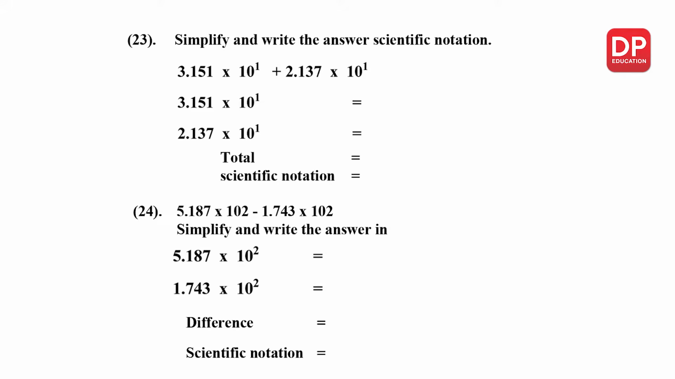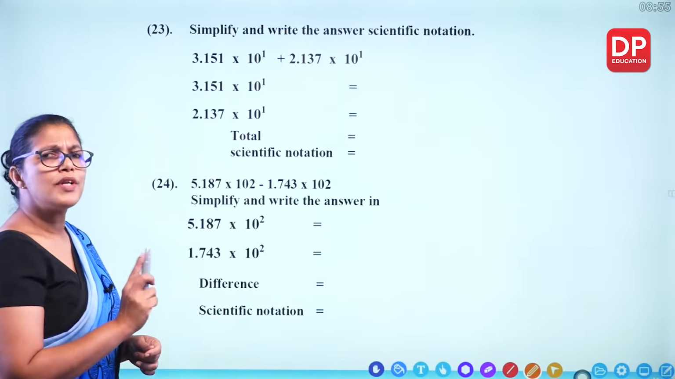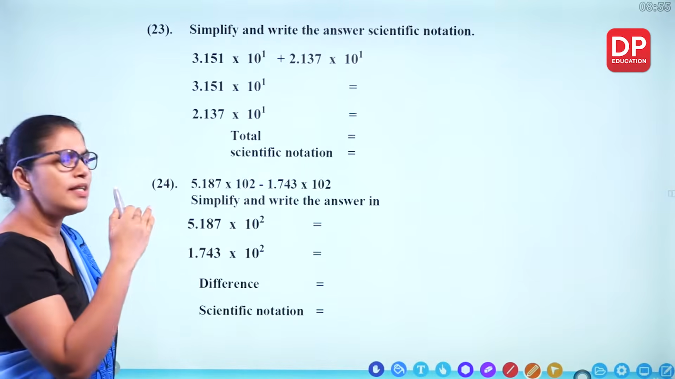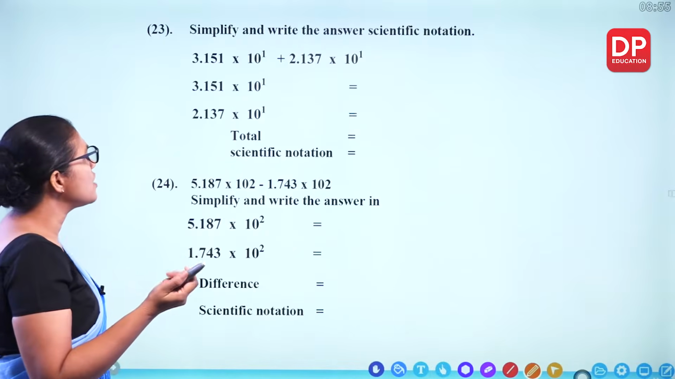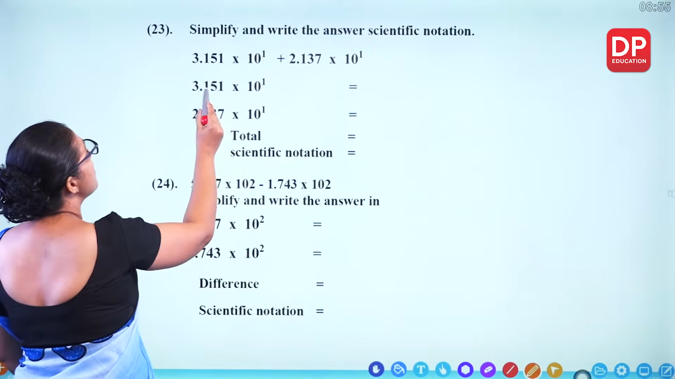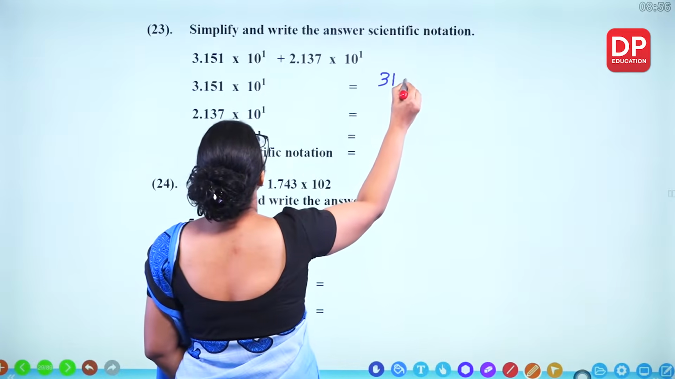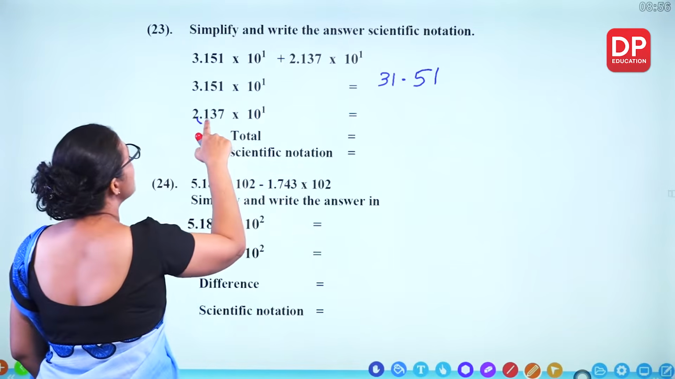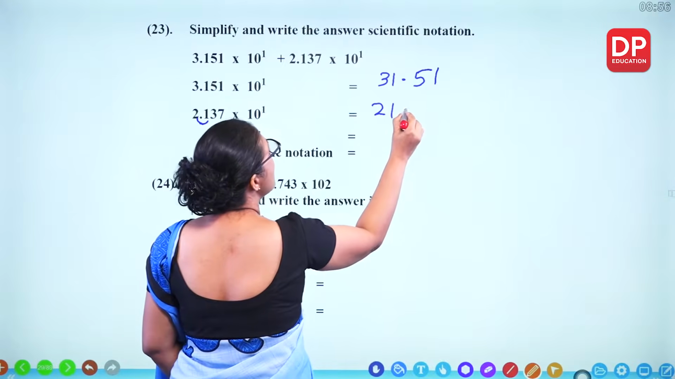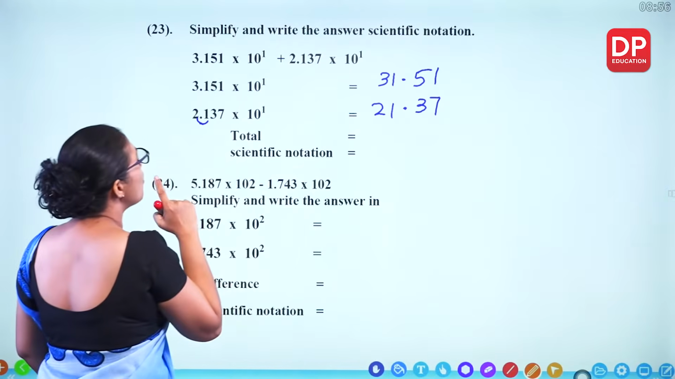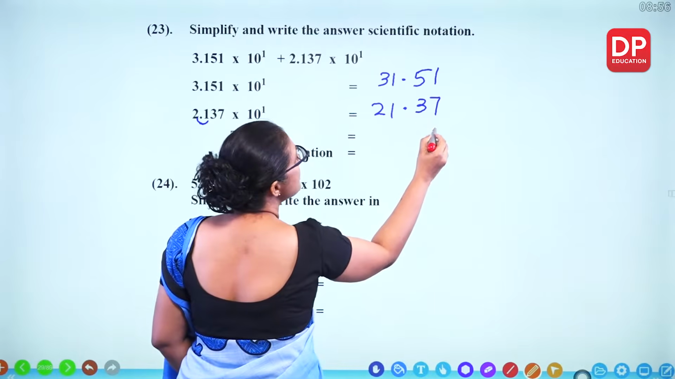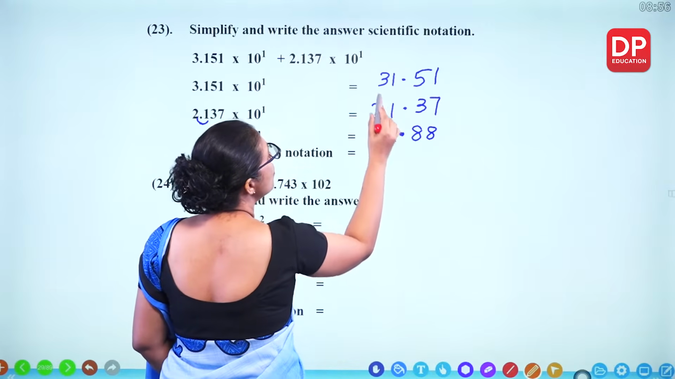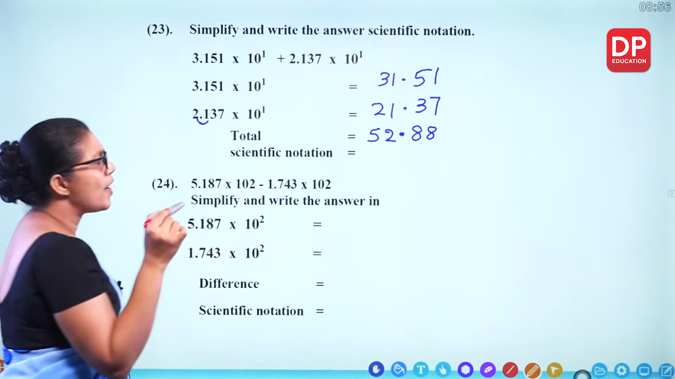Simplify and write the answer in scientific notation. This is the addition of two numbers. So we can write in general form, do the normal addition, and then convert back to scientific notation. So what is this number? Multiplied by 10. 31.51, this is also multiplied by 10. So you move one place to the right, 21.37. So what's the total? This is addition, so the total is 52.88.